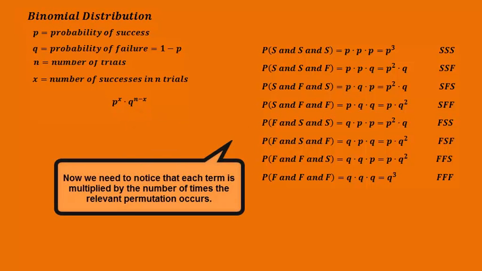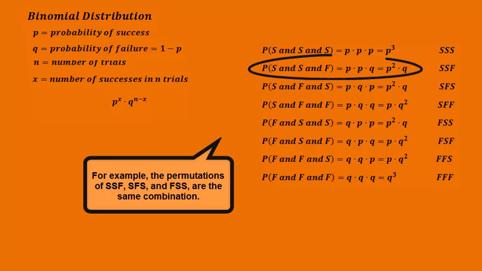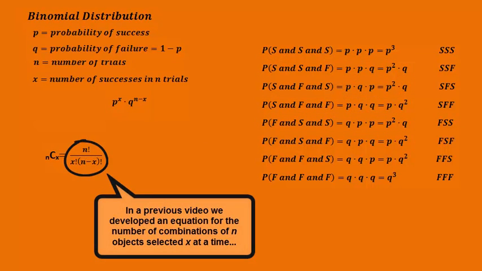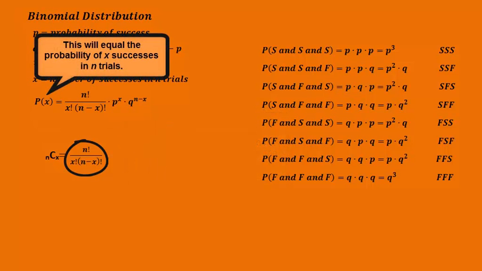Now we need to notice that each term is multiplied by the number of times the relevant permutation occurs. For example, the permutations of SSF, SFS, and FSS are the same combination. In a previous video, we developed an equation for the number of combinations of n objects selected X at a time, which we will use as a coefficient to determine the number of permutations with the same combination. This will equal the probability of X successes in n trials.